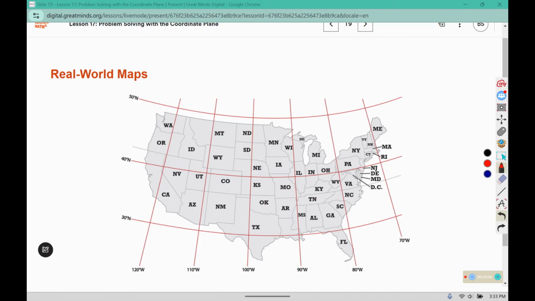You can also use this to represent where your school is. Or you can think about San Francisco being in California. You could say California would be approximately 120 west, and San Francisco is closer to 40 north than 30 north.